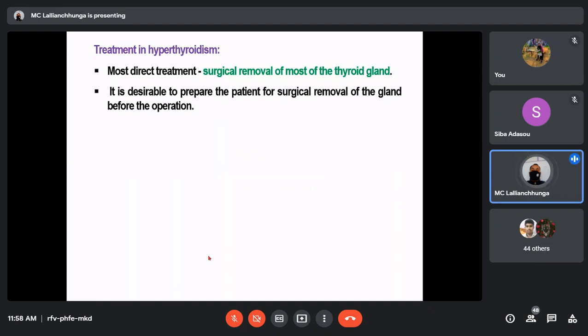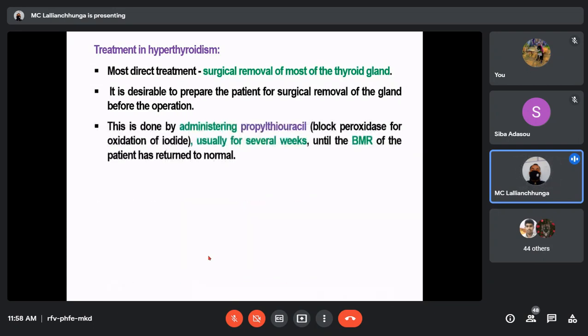clinical parts. What we have to do is that before removal of the thyroid gland, the patient has to be prepared. This can be done by administering propylthiouracil. This will block the peroxidase for oxidation of iodine, so it will decrease the oxidized form of iodine. Peroxidase is important for oxidation of the iodine from the iodide form that we have already discussed. This can be done usually for several weeks until the BMR of the patient has returned to normal.